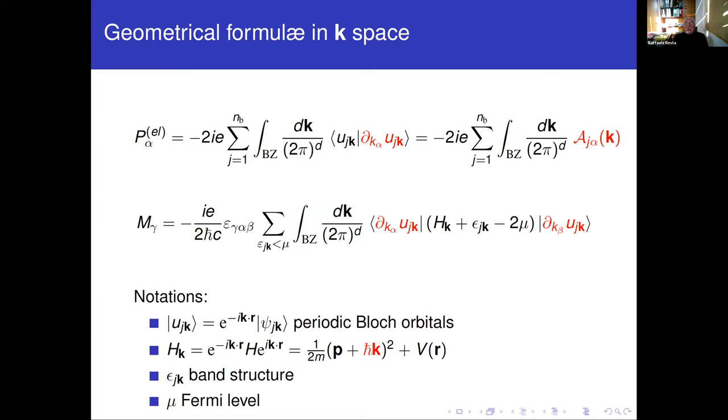Now, the Hamiltonian depends on the gauge, and the wave function depends on the gauge. Once you have fixed the gauge of the Hamiltonian, you remain with another freedom, which is to have an arbitrary phase factor in front of each u vector.